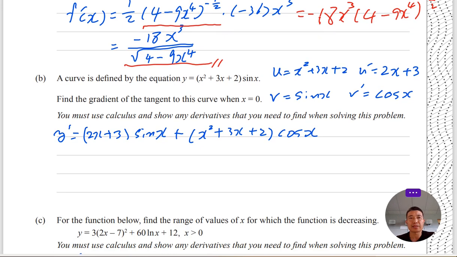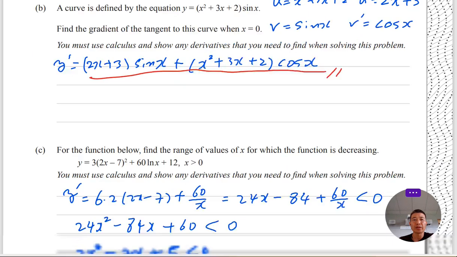Now, question B. A curve is defined by the equation. Find the gradient of the tangent to this curve when x equals 0. So, obviously we have to differentiate. So this is product rule, isn't it? So the first one becomes u, second one is v. You find the derivatives, and then it goes vu prime plus uv prime, or uv prime plus vu prime. So that is it. So easy question.